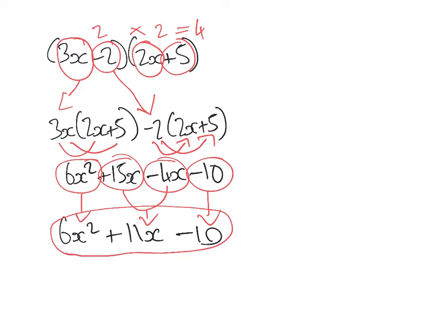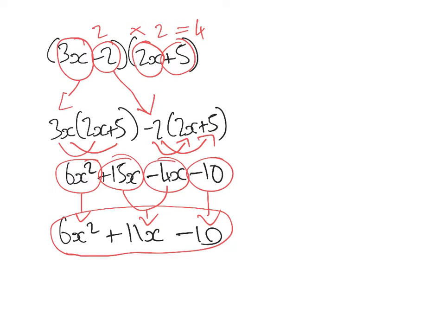Now, this expansion has created an expression with 3 terms: 6x squared, plus 11x, and negative 10. Now, this expression is called a quadratic expression, and it's called that because the highest term is a squared term, or a power 2 term. And quadratic comes from the Latin quadratus, meaning square.